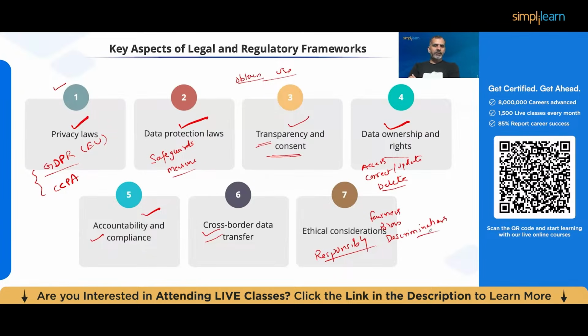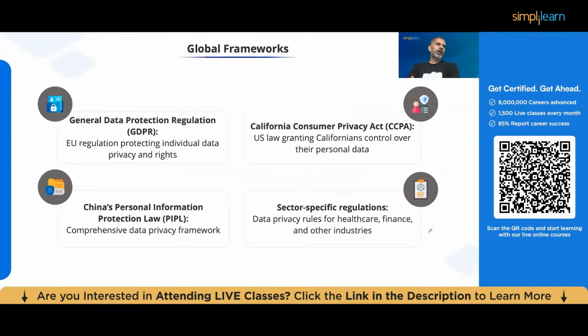Now, with these key aspects, there are some global frameworks available which help us govern these practices and need to be adopted by all data organizations. Some of them are very popular. The very first is the GDPR, the General Data Protection Regulation. This was defined by the European system, and it is mainly for protecting individuals' data privacy and rights. When you talk about the private or personal information of any customers and users, these laws help to protect it.